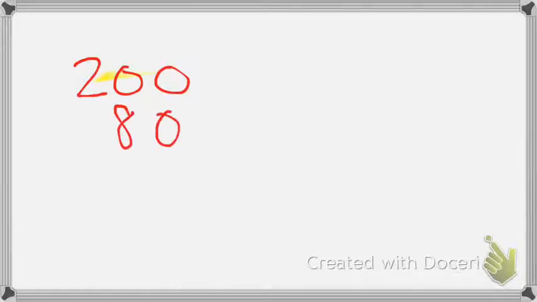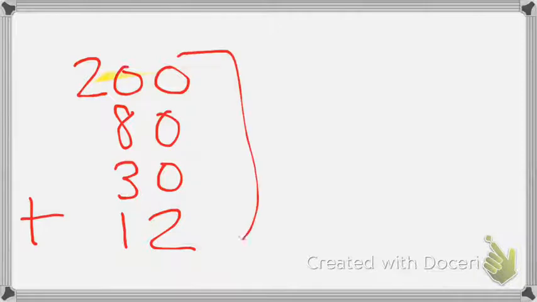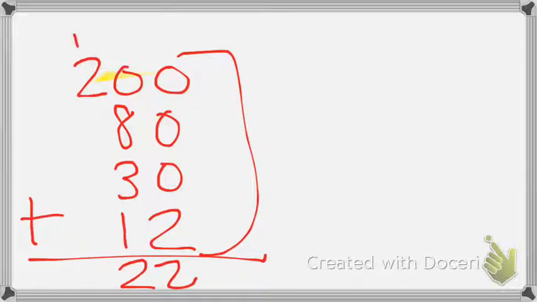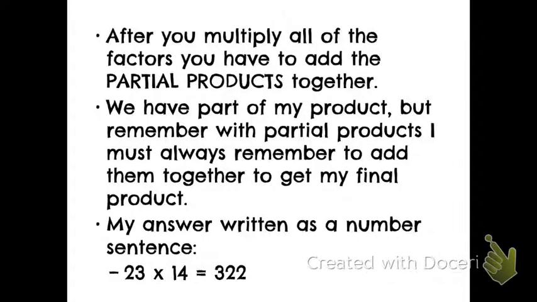You should have all of your answers from your box, which was 200, 80, 30, and 12. Like I said, these are called partial products, so we're going to add those together and get our answer of 322. Again, make sure you have that written down in your notes too.